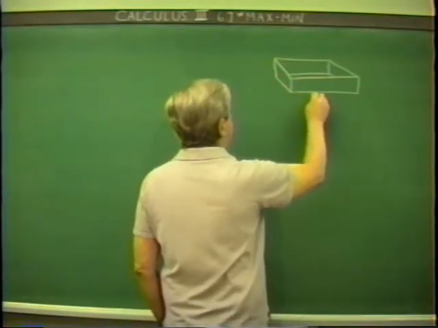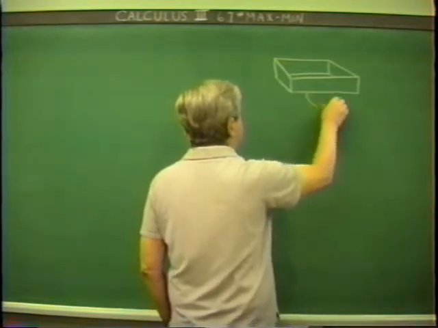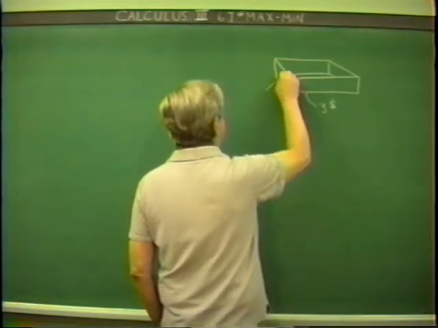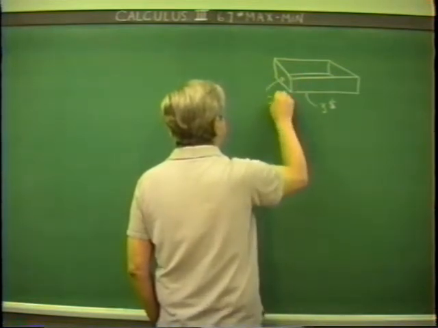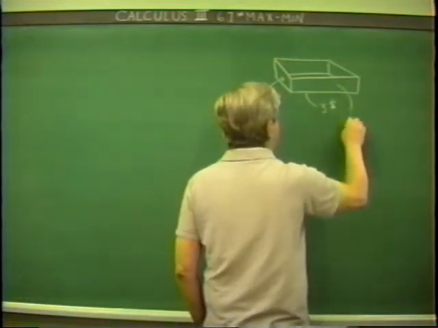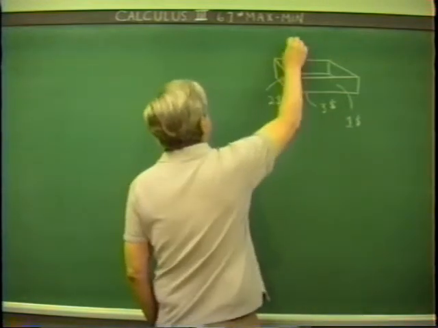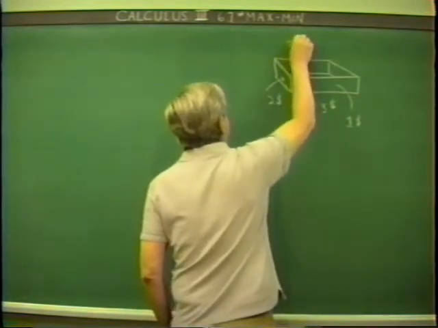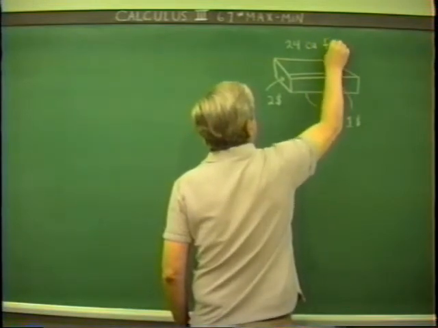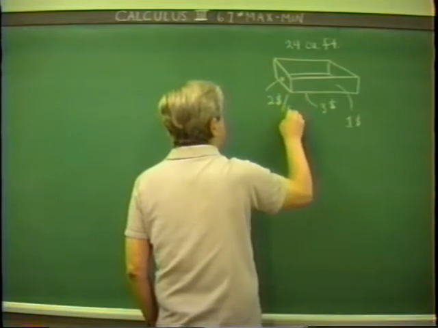Right? And let's suppose that the cost of this box is going to vary in the following fashion. Suppose that the bottom is going to be $3 per unit area. The ends of the box are going to be $2 per unit area. And the sides of the box are going to be $1 per unit area. Right? And let's suppose that the box is supposed to contain 24 cubic, let's say feet.